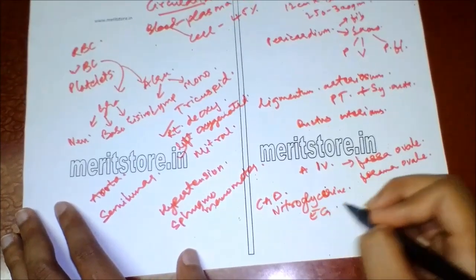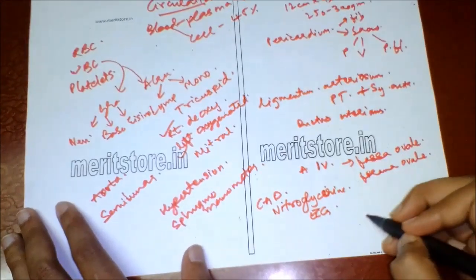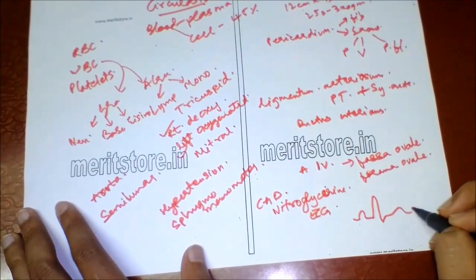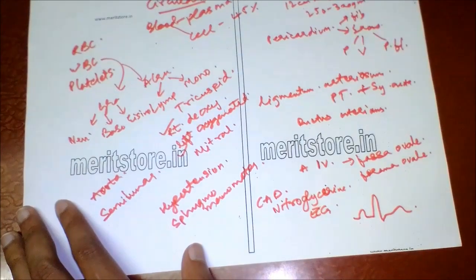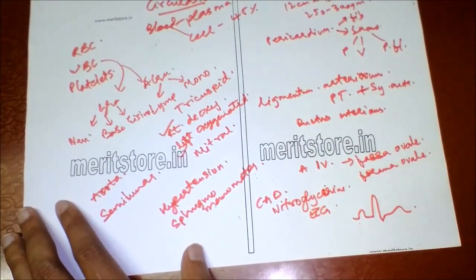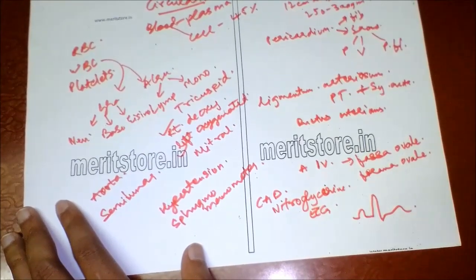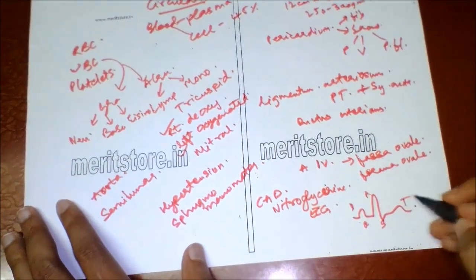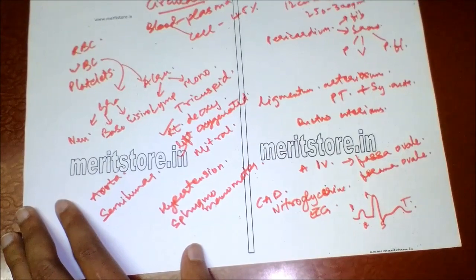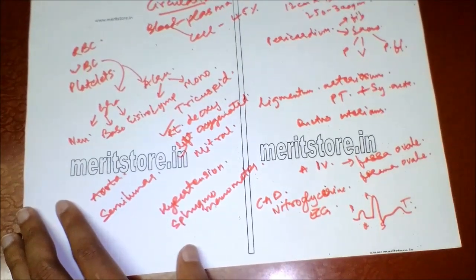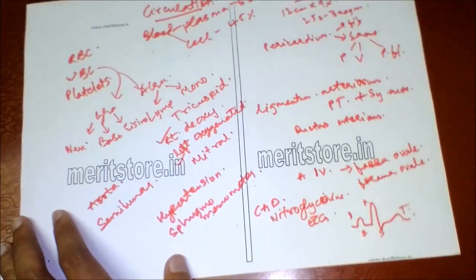ECG has three waves: P wave, QRS complex, and T wave. P wave is due to atrial depolarization causing atrial contraction. QRS complex is the indication of ventricular depolarization, and T wave is ventricular repolarization, and it is broad and upwards. This is what forms the ECG of the heart.